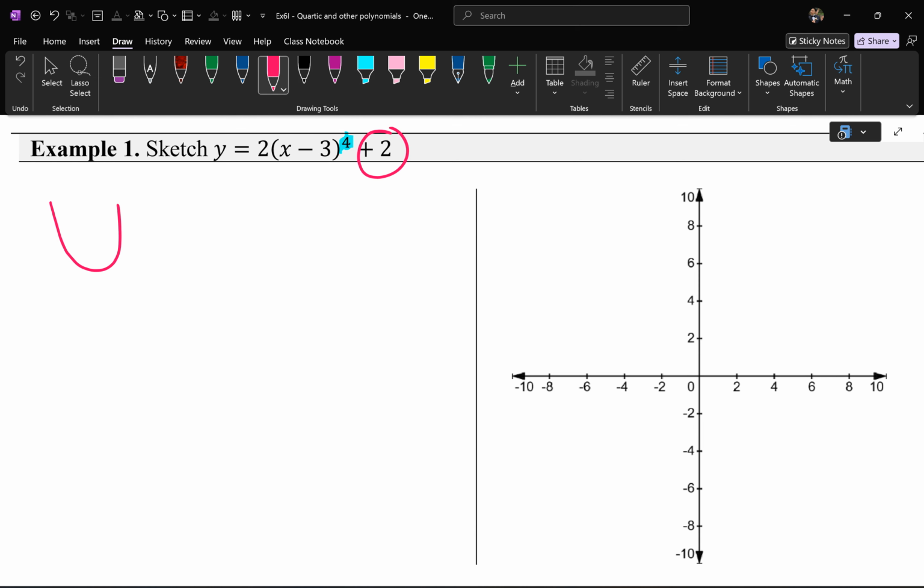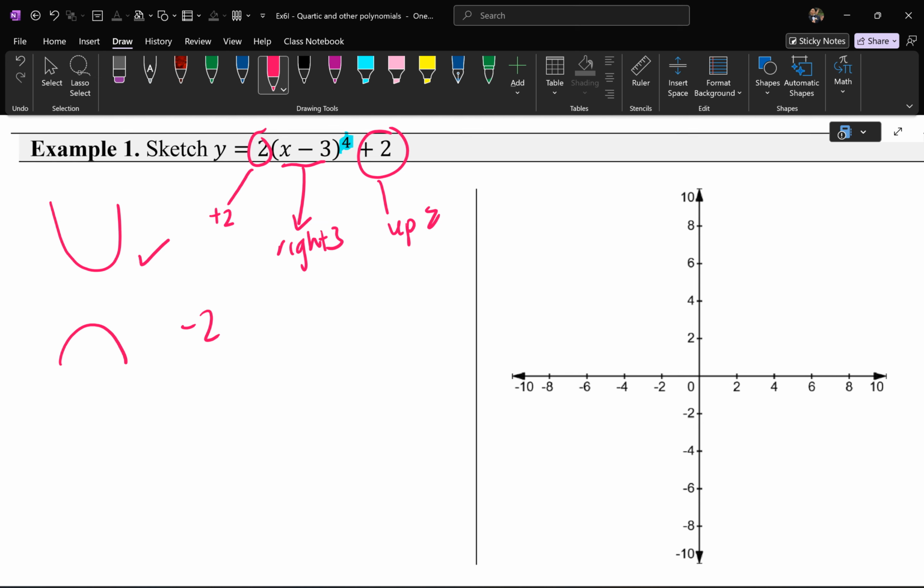What's plus 2 tell me? Up by 2. What's x minus 3 tell me? Right by 3. And looking at this, this is a positive 2, so it stays positive. If it was negative, it would have flipped upside down. But because it's positive, we know it stays this shape. If it was minus 2, then you know it would look like that.